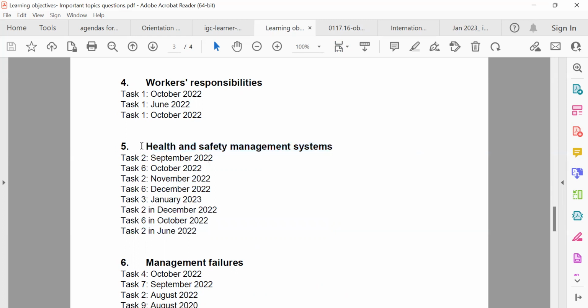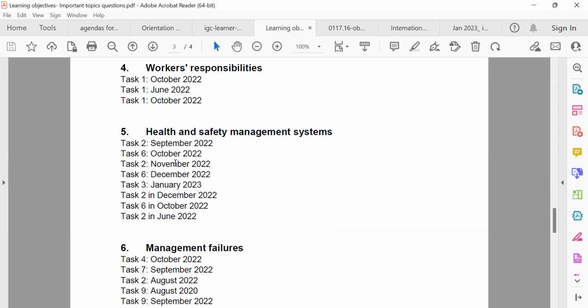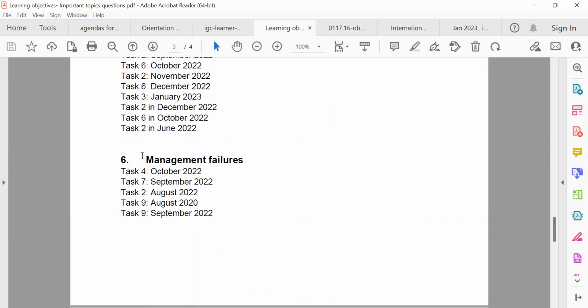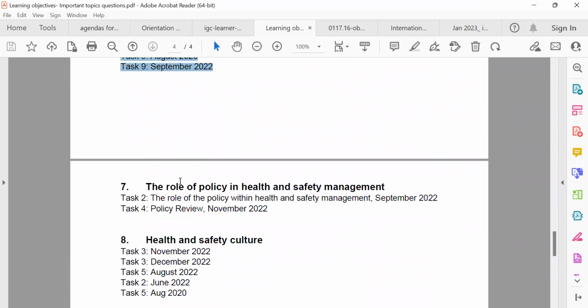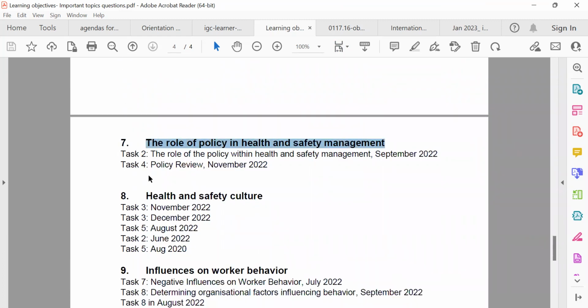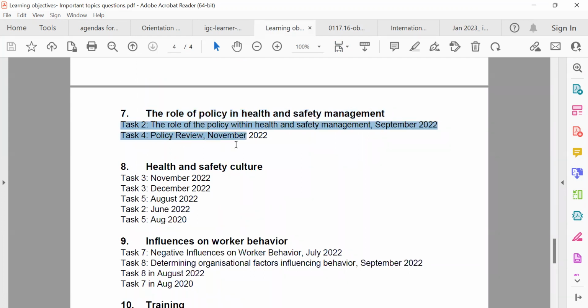The basic thing is you must be aware of the health and safety management system. You must know how it works, what the benefits are, everything, what the elements of the system are, everything. The management failures, there are many questions regarding management failures. Role of policy in health and safety management, that's not quite repetitive. Still, there's a chance for your next exam.